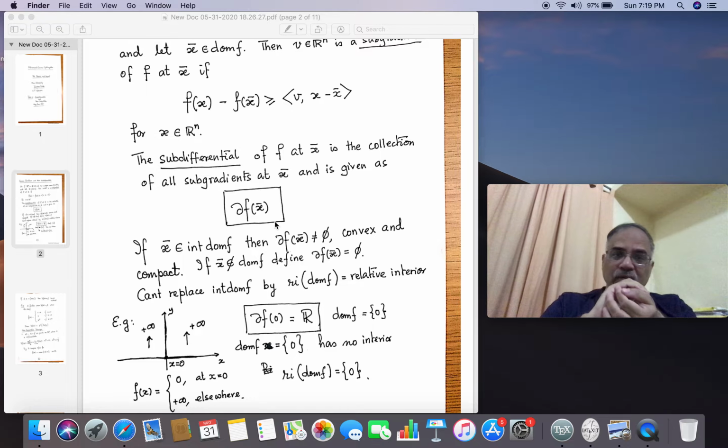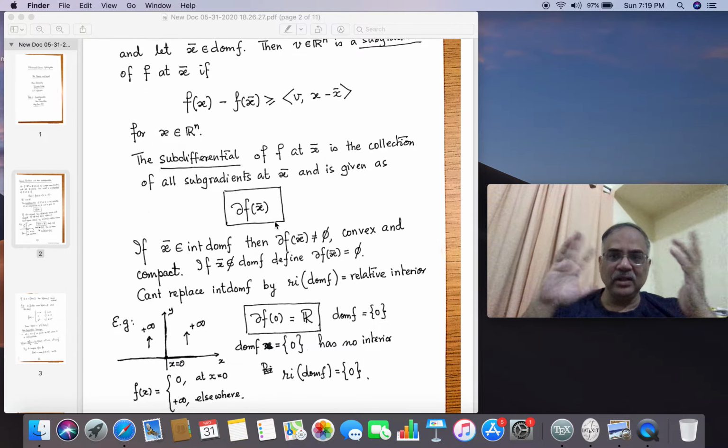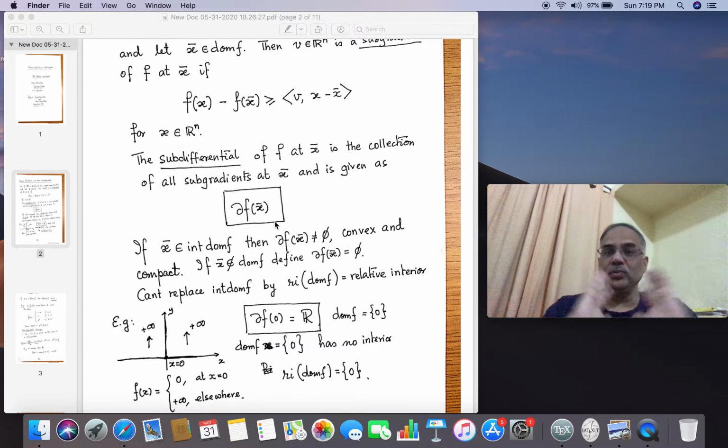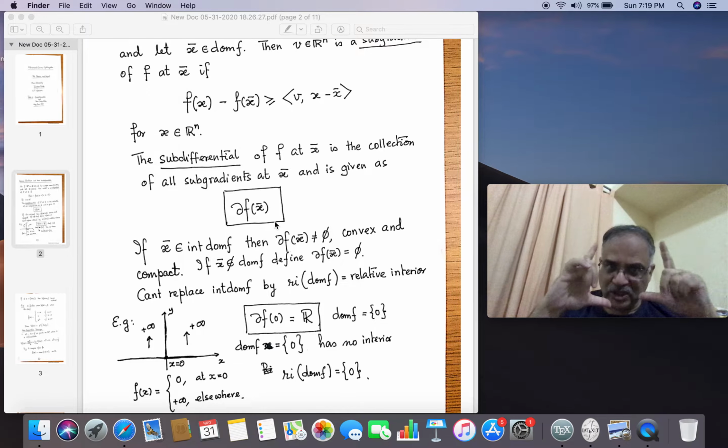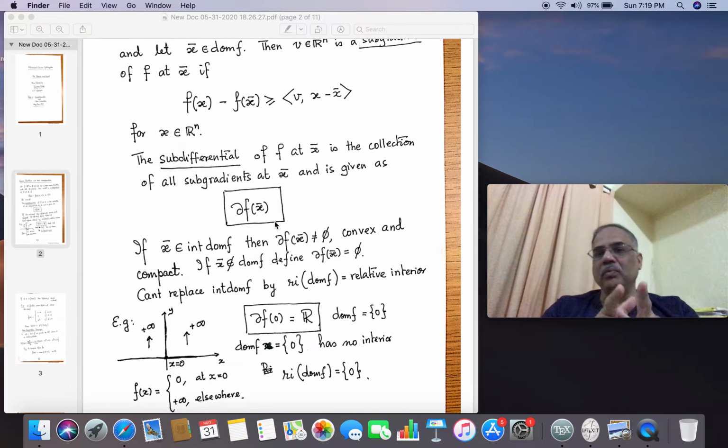The dimension of a convex set is the dimension of the affine hull in which it is contained. All these terms, affine hull, convex hull, I assume you know, because this is an advanced course. Now you see here, if x bar is in the interior of dom f, then del f(x bar), the subdifferential, is not only non-empty, it is convex and compact.